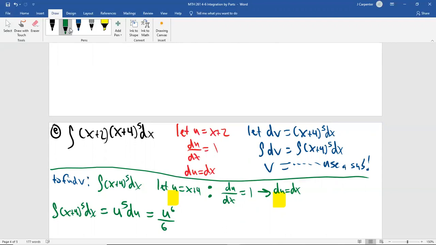Now, yes, there's traditionally a plus c, but we just leave the plus c till the very end for all these integration by parts problems. But we don't want to stick this in u. First of all, this u is different than this u. Probably should have done a different letter to be clear, but at least I used a different color. So we have to go back to what u really is. It's x plus 4. So this is really x plus 4 raised to the 6th over 6. This is our v.